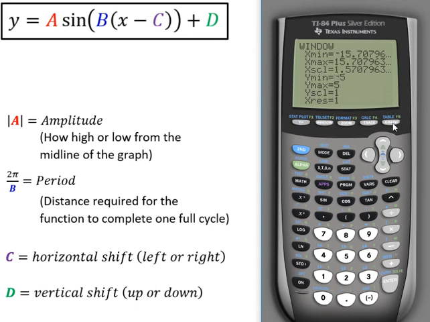So if we graph this, we can see our sine function. It starts at the origin. We can see our one full wavelength here.